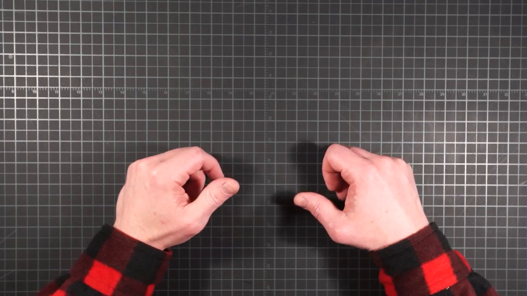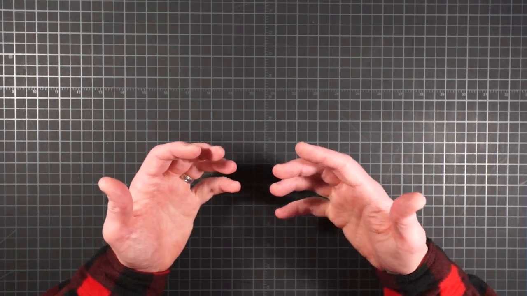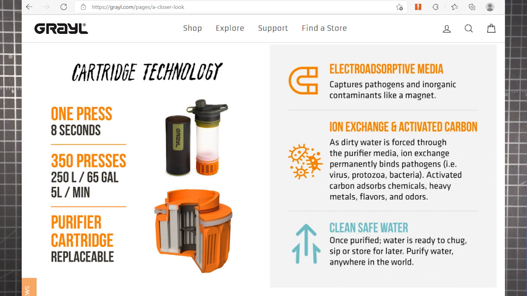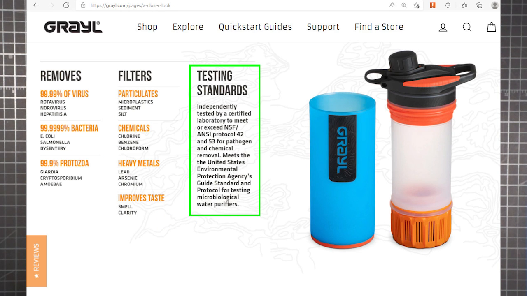Unlike the other products I found, Grayl does not appear to use a size exclusion filter in combination with their electro-adsorptive media. Like the others, they do use activated carbon to reduce chemicals, heavy metals, flavors, and odor. But instead of using a microfilter for those microbial miscreants, Grayl claims to have an ion exchange element that permanently binds pathogens from viruses and bacteria all the way up to the big cysts. And this technology allows them to meet or exceed ANSI NSF standards for both Protocol 42 and 53.